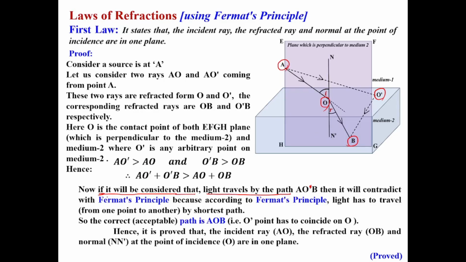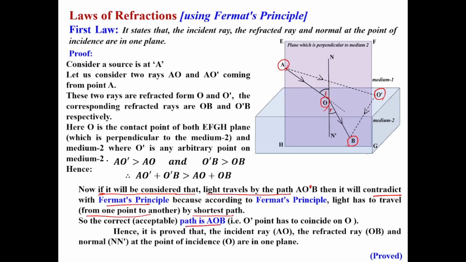Same thing it has been written. If we consider that light travels by the path AO-B, then it will contradict Fermat's principle, because according to Fermat's principle, light has to travel from one point to another by the shortest path. So which will be the acceptable path according to Fermat's principle? The acceptable or correct path should be path AOB.